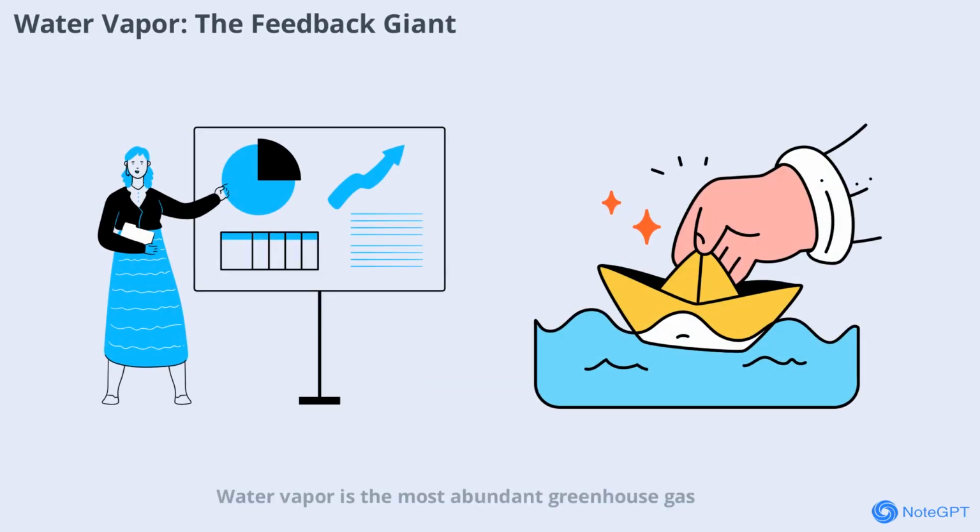Water vapor is the most abundant greenhouse gas, responsible for about half of the natural greenhouse effect. However, its concentration depends on temperature. Warmer air holds more moisture. This makes water vapor a feedback, not a direct driver. As the climate warms, more water vapor enters the atmosphere, amplifying the initial warming. This positive feedback roughly doubles the warming caused by CO2 alone.